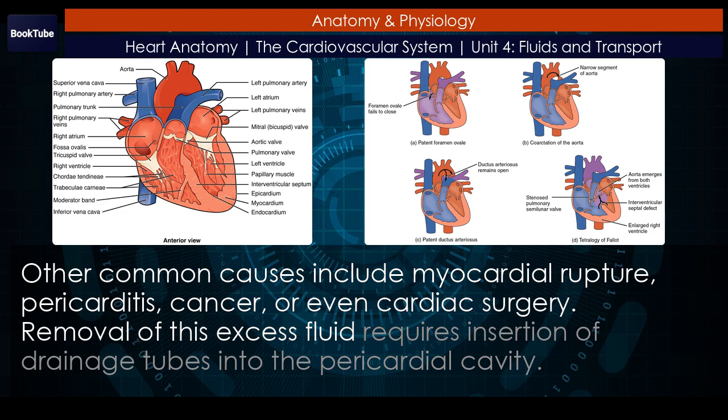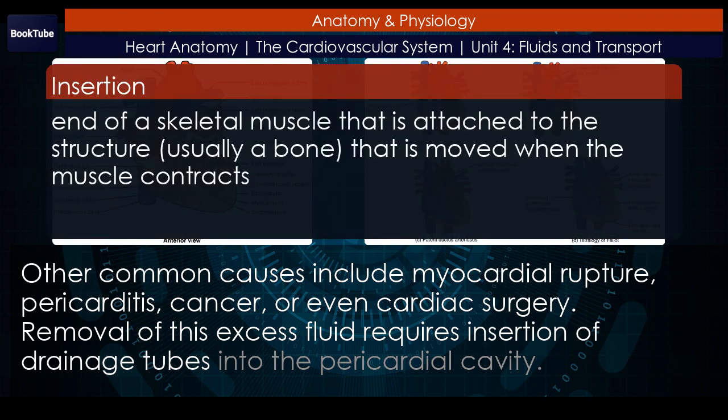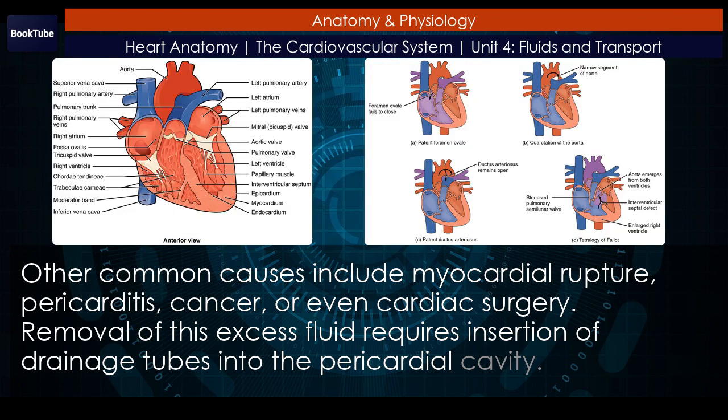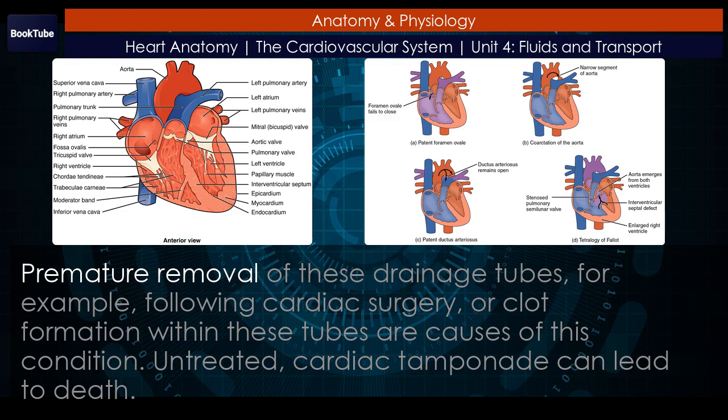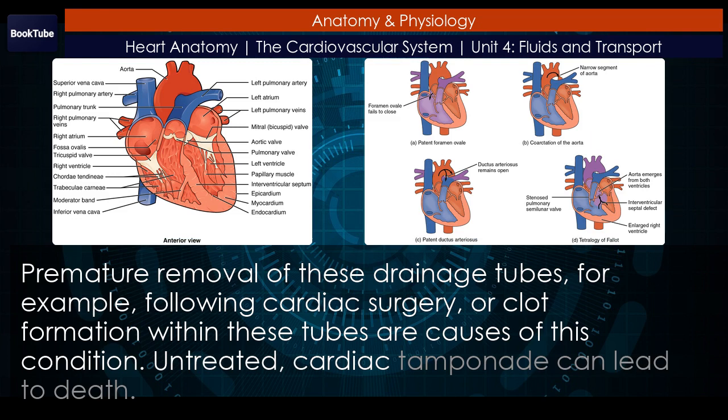Removal of this excess fluid requires insertion of drainage tubes into the pericardial cavity. Premature removal of these drainage tubes, for example following cardiac surgery, or clot formation within these tubes are causes of this condition. Untreated, cardiac tamponade can lead to death.